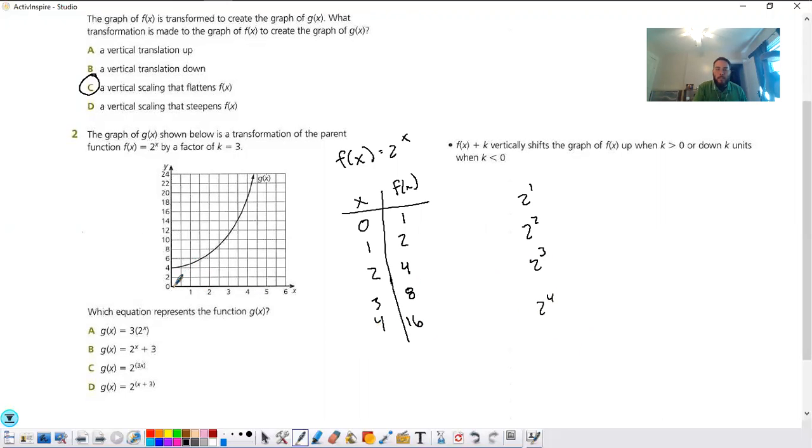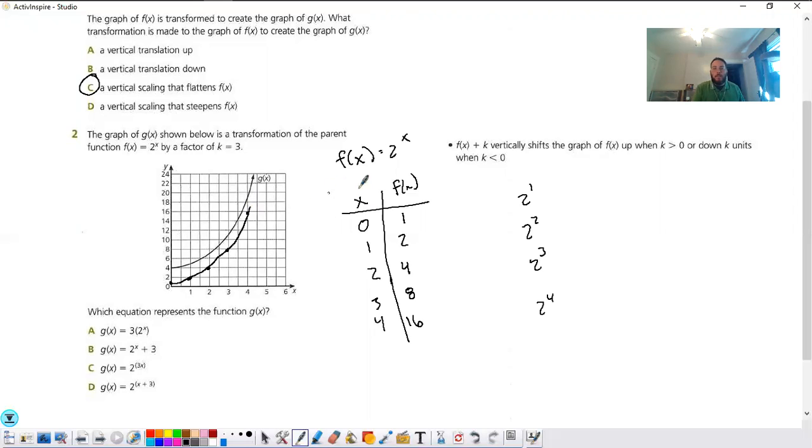So if we were to plot these on here, 0, 1 is going to be right in between here. At 1, we're up to 2. Then at 2, we go to 4. At 3, we're up at 8. And 4 all the way up to 16. So this is the original function.